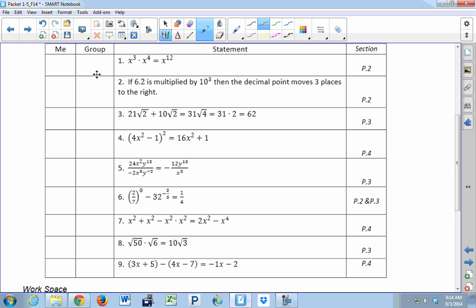okay? So first you work by yourself and you decide whether these are true or whether you agree with them. Then you work with your group to reach consensus. So you have to agree on everything. And then call me over and I'll take a look at what you all decided, okay? All right.